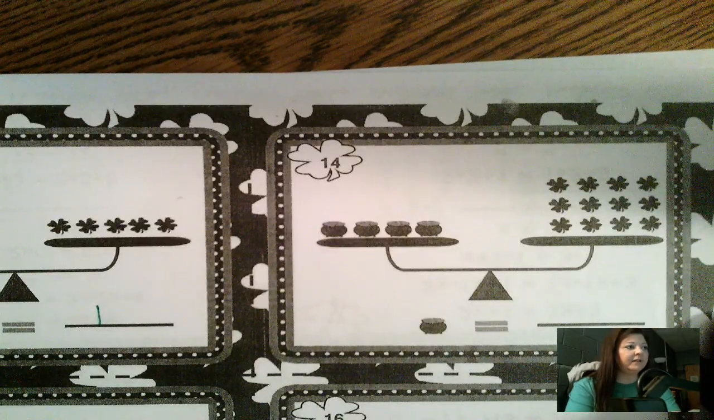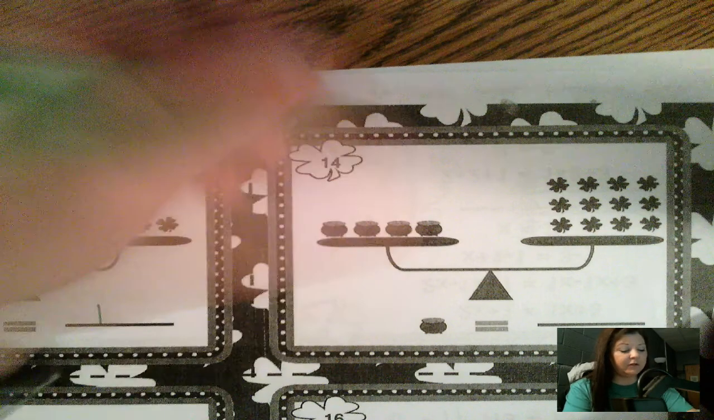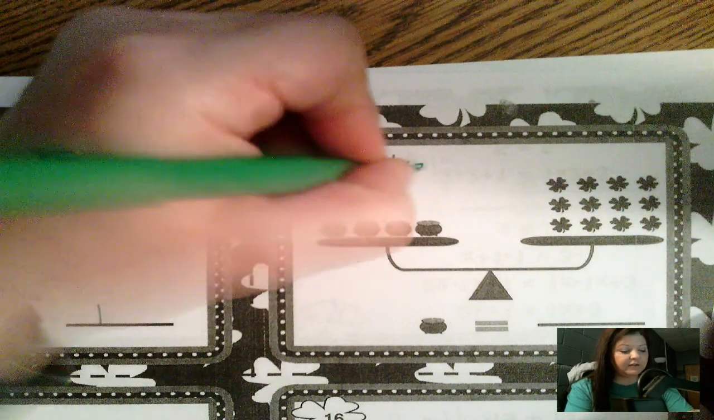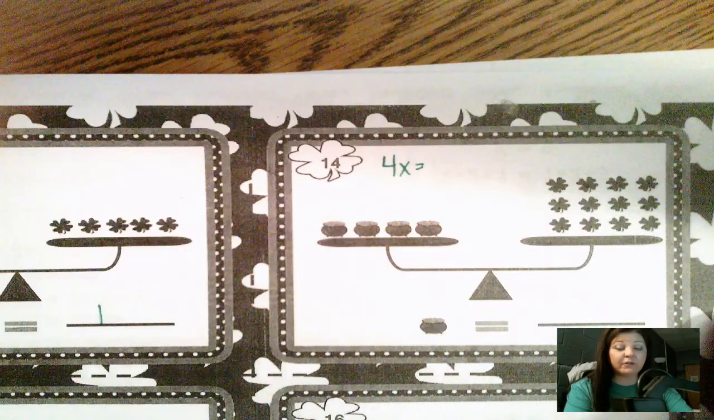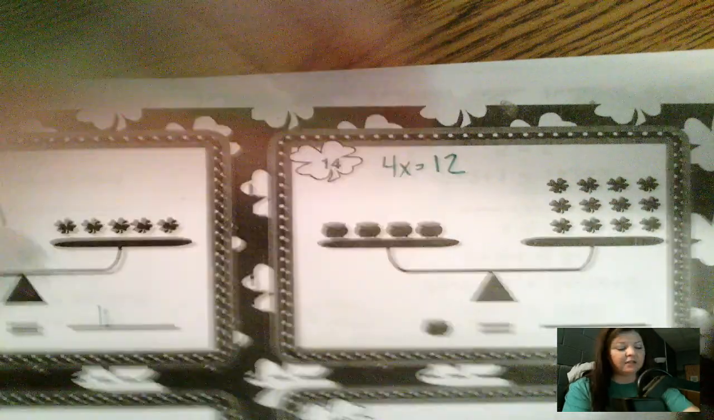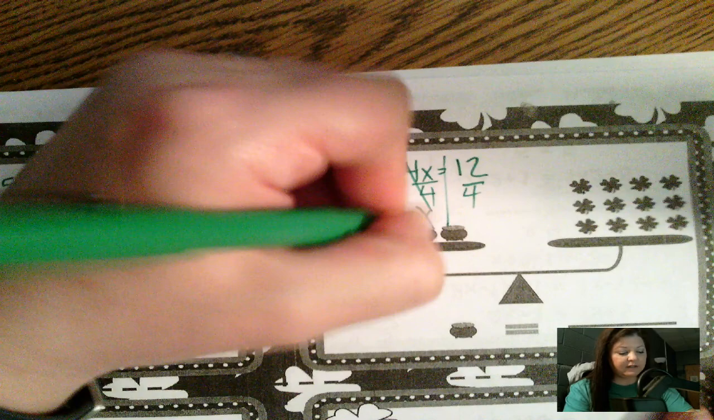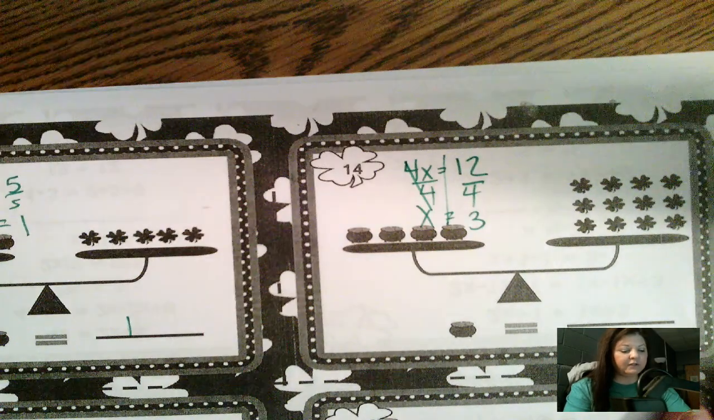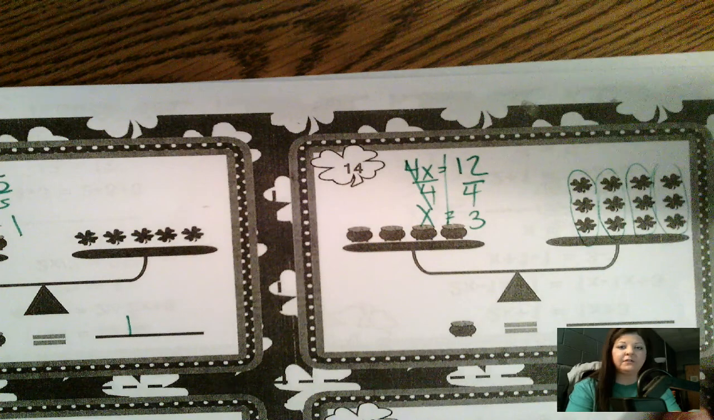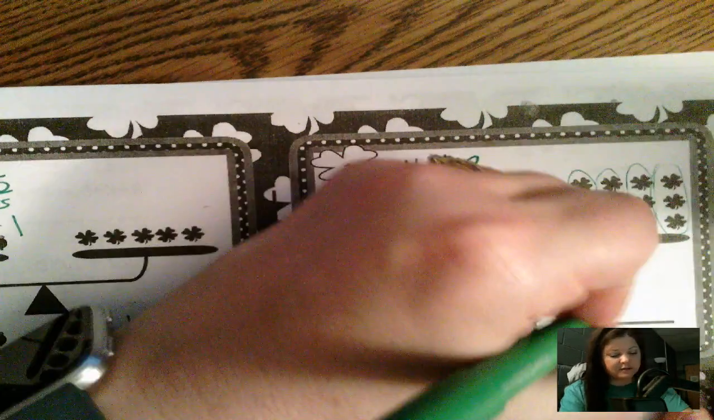Number 14, we have 4 pots of gold on the left, so 4x is equal to 1, 2, 3, 4, 5, 6, 7, 8, 9, 10, 11, 12 clovers. Okay. So if we look at that, we can divide by 4 on each side, and x is equal to 3. You can literally see that with our drawing. That's so awesome. Look, 3 clovers for 4 pots. Okay. All right.